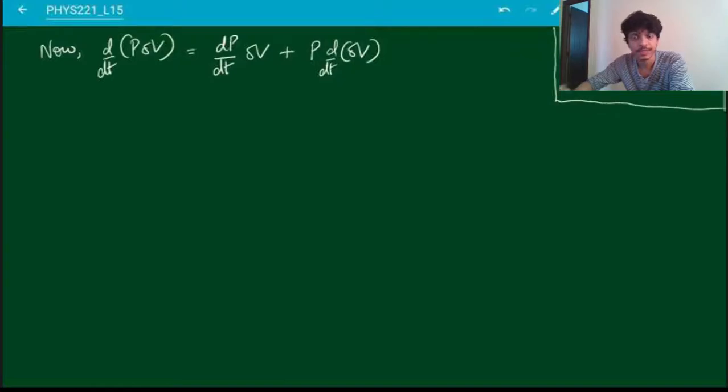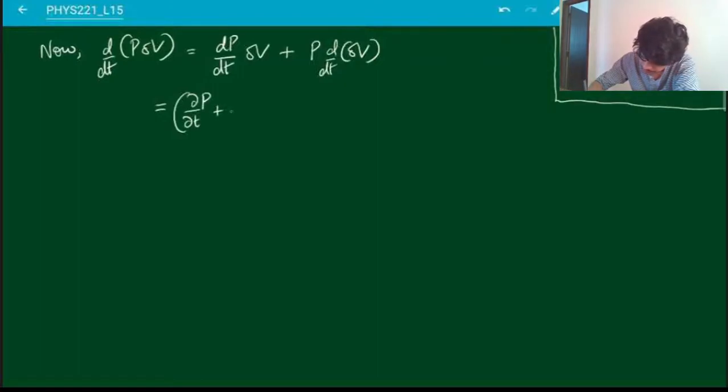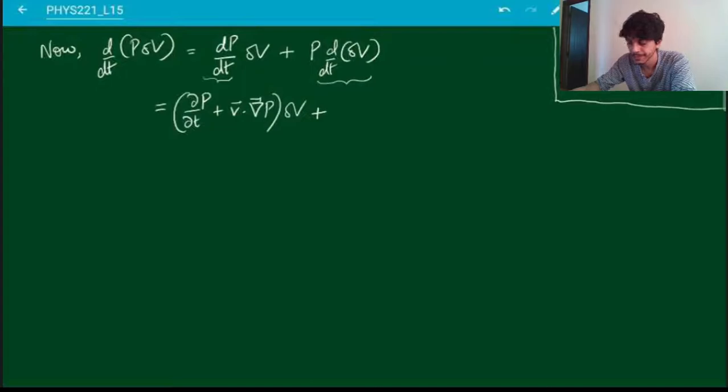Now over here I'm going to use two results that we derived last time. Instead of dP by dt, we know that the total derivative of any quantity is the sum of the partial derivative plus v dot gradient of P. Also, d by dt of delta V is something that we had derived last time, and this just turns out to be divergence of v times delta V. So these are both results that we had derived last time in the lecture.